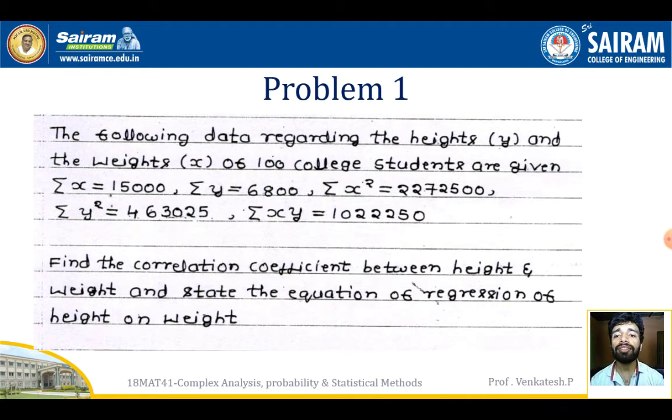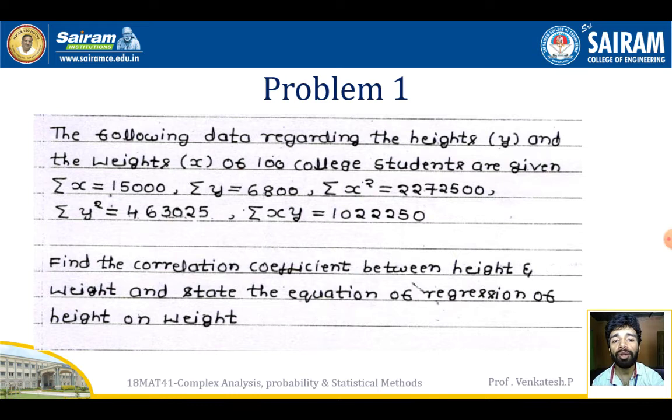The problem is like this: the following data regarding the heights and weights of 100 college students are given. Summation x is 15,000, summation y is 6800, summation x square is 2272500, summation y square is 463025, summation xy is 1022250. Find the correlation coefficient between height and weight and state the equations of regression of height on weight. So we have to find the correlation coefficient and also the lines of regression.